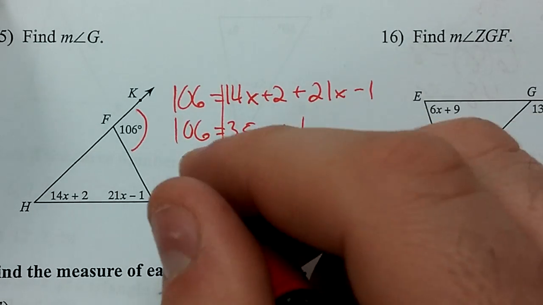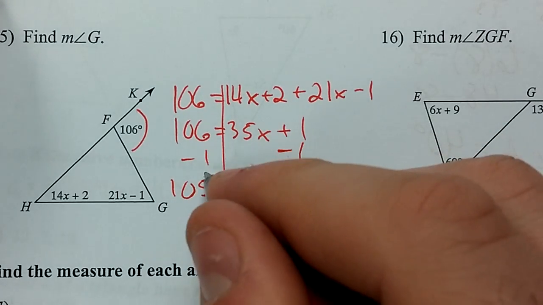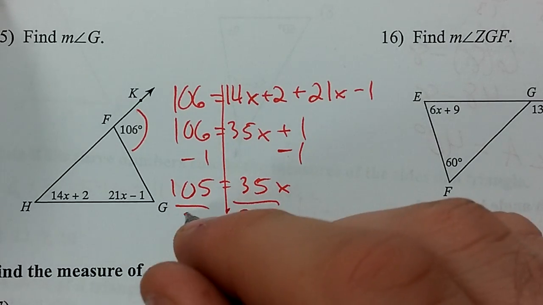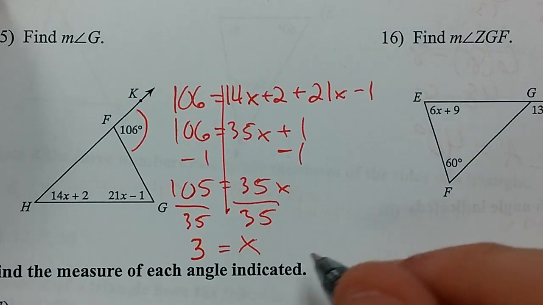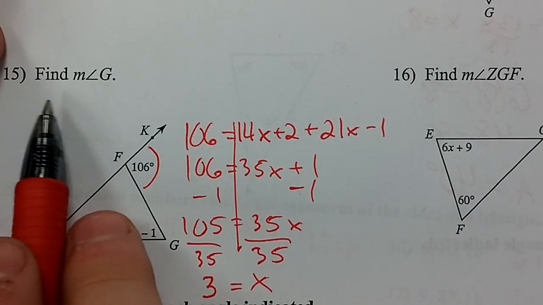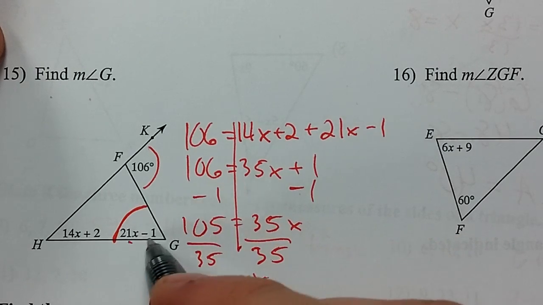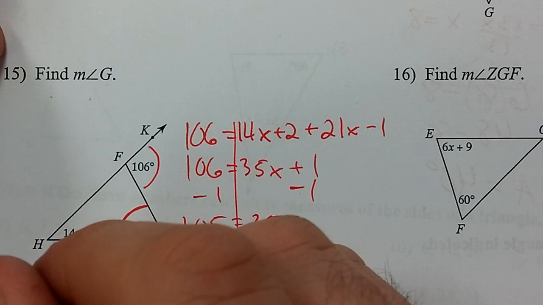Two-step equation. Subtract 1 from both sides. You get 106 minus 1, 105. Divide both sides by 35. X equals 3. Again, it doesn't ask you to find x, though. It asks you to find angle G, and angle G is right here. That's 21x minus 1. So you're going to take this value of x and plug it in here.